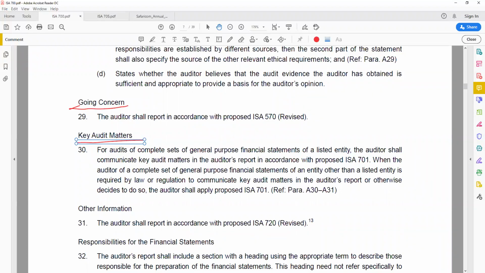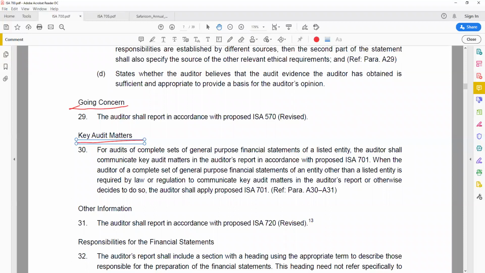This is not an emphasis of matter. It can be like an emphasis of matter, but it does not mean that you are emphasizing. They are things that you think, as an auditor, were critical when forming the final audit opinion.